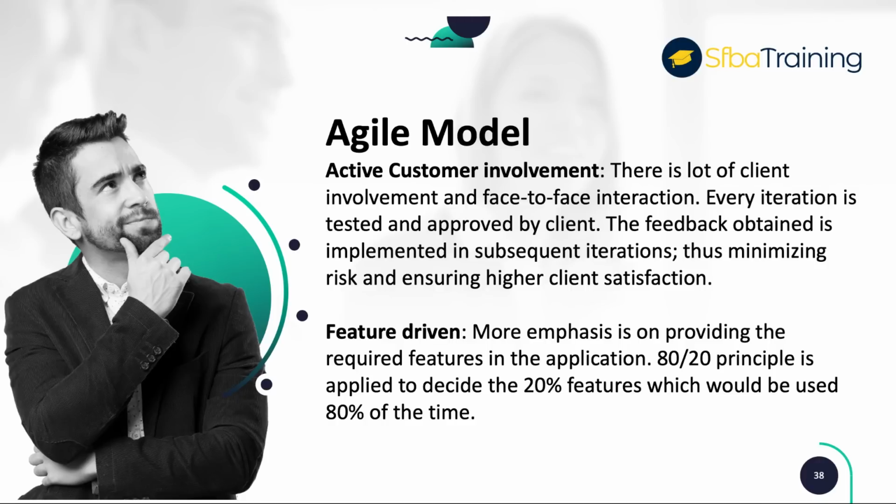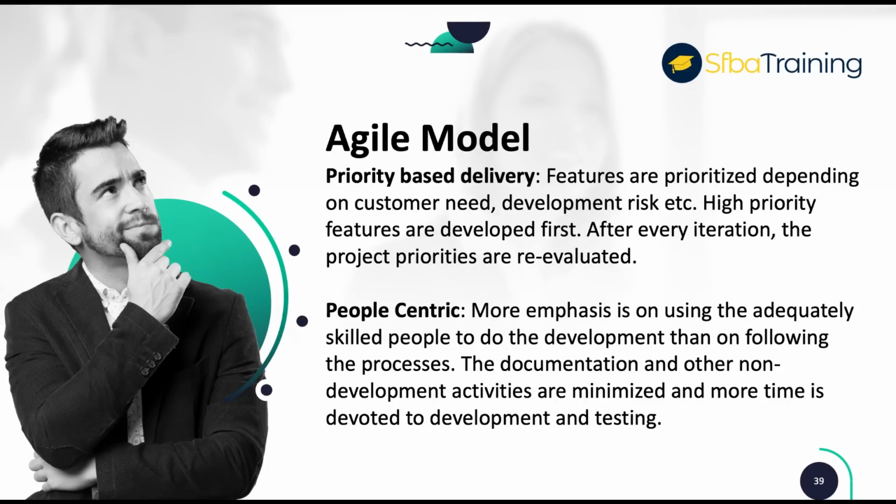Agile is feature-driven. More emphasis is on providing the required features in the application. The 80-20 principle applies to decide the 20% of features which would be used 80% of the time. Priority-based delivery. Features are prioritized depending on customer need, development risk, etc. High-priority features are developed first. After every iteration, the project priorities are reevaluated. Agile is people-centric. More emphasis is on using adequately skilled people to do the development than on following the processes. The documentation and other non-development activities are minimized and more time is devoted to development and testing.